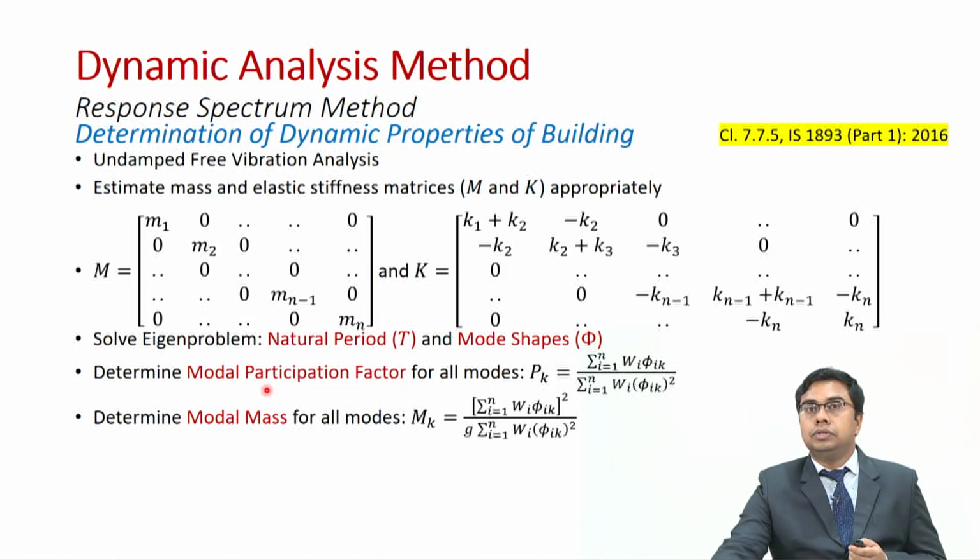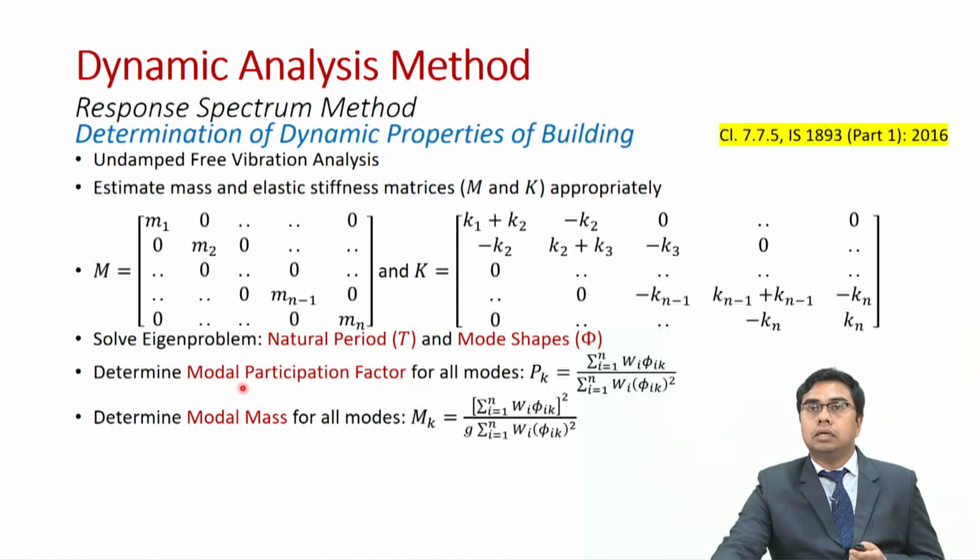Then based on this we shall calculate the modal participation factor given by this expression and modal mass given by this expression. Now these expressions are also available in IS 1893 part 1 2016, as well as you can also look into any other standard textbook on dynamics of structures or structural dynamics. Now what is the difference between modal participation factor and modal mass?